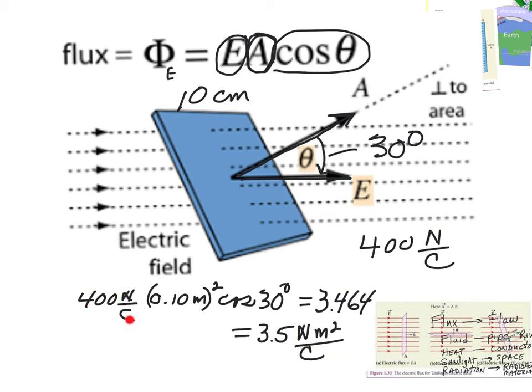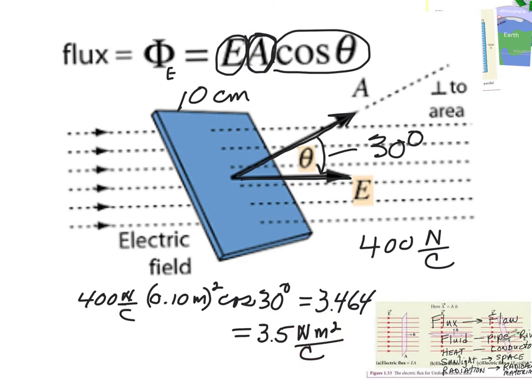So 400 newtons per coulomb times 0.1 meters squared, that's the area, times the cosine of the angle between the field and the normal to the area, 30 degrees, and I get 3.64. Rounding to 2 significant figures, I get 3.5 newtons times meters squared per coulomb. Those are the units of flux. It does have a name, but we don't use it. We're just going to leave it in these units.